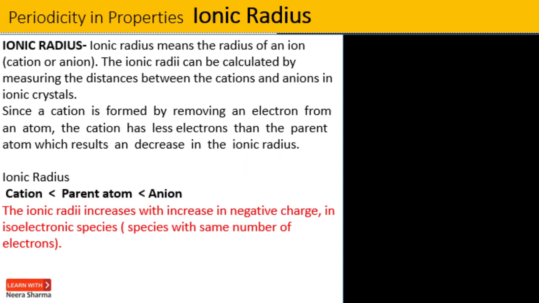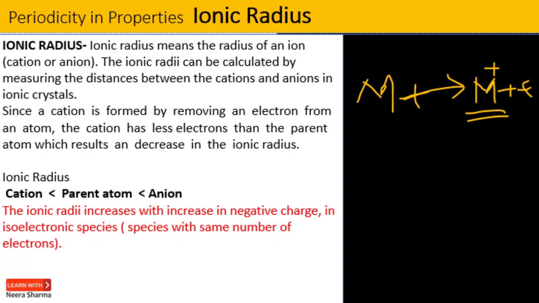Now we also have ionic radius. If we have ions, the radius of an ion is called the ionic radius. If an atom M loses an electron, we get M positive plus an electron. This is the cation, and that will be called the cationic radius. And if it gains an electron, it becomes an anion, where it is gaining one electron.